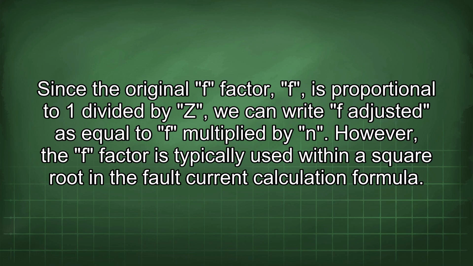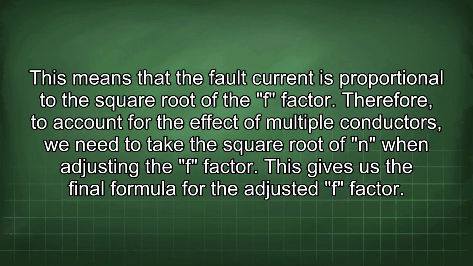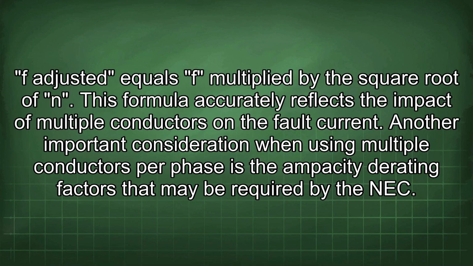However, the F factor is typically used within a square root in the fault current calculation formula. This means that the fault current is proportional to the square root of the F factor. Therefore, to account for the effect of multiple conductors, we need to take the square root of n when adjusting the F factor. This gives us the final formula for the adjusted F factor. F adjusted equals F multiplied by the square root of n. This formula accurately reflects the impact of multiple conductors on the fault current.